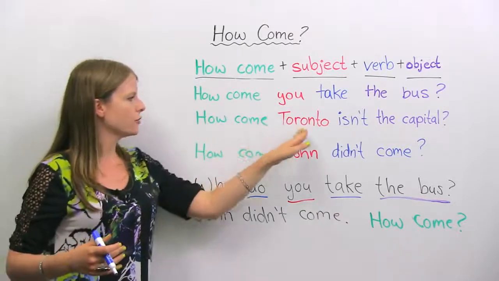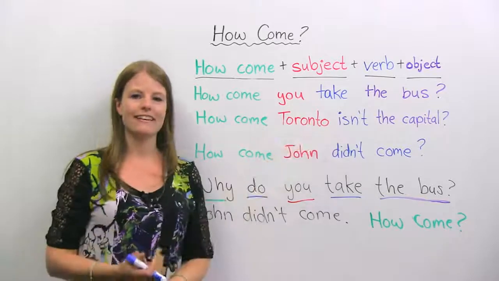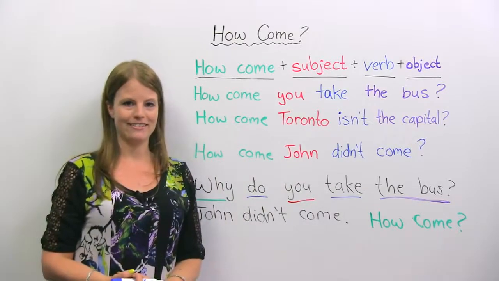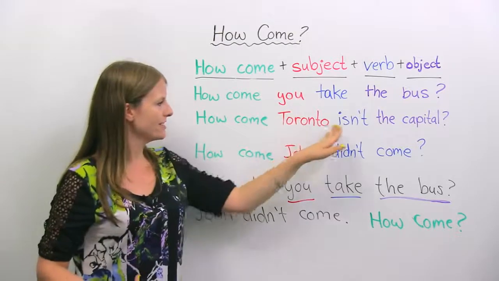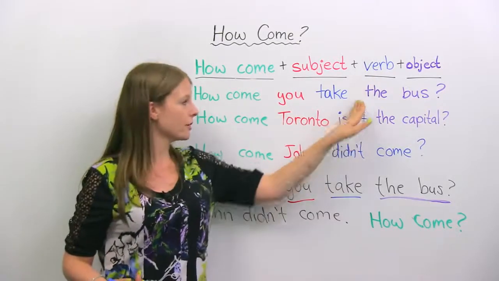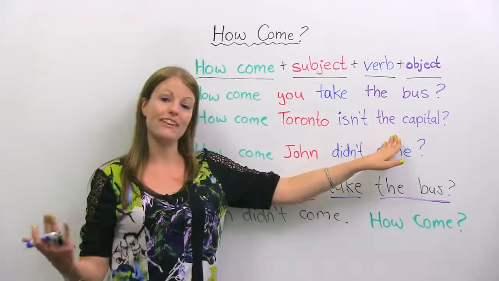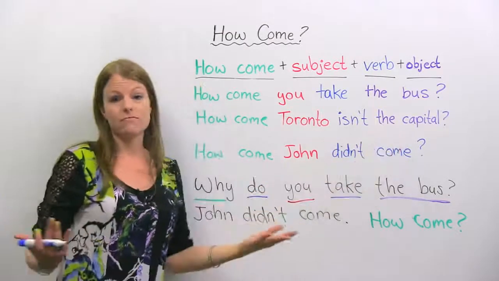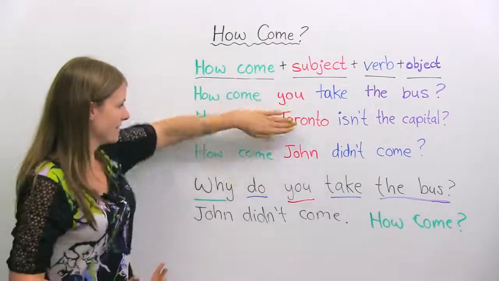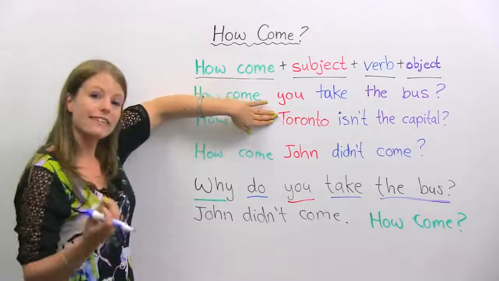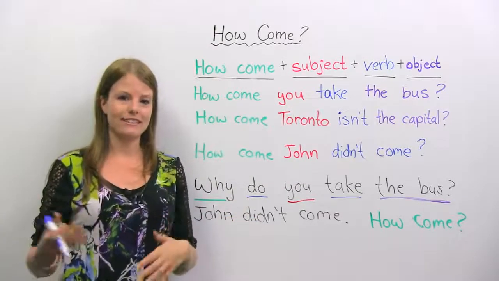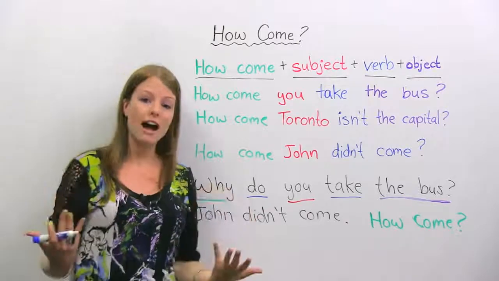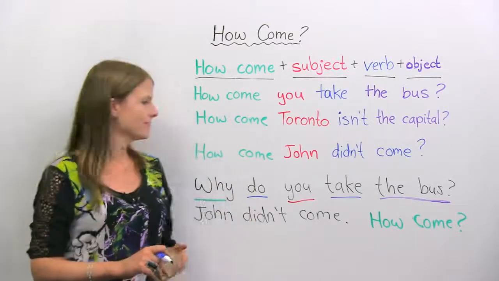So let's look at another example. How come Toronto isn't the capital of Canada? So again, we have how come. We have Toronto, which is the subject. We have isn't, which is the verb, and we have the capital, which is the object. If you want to make a regular sentence, that would just say, Toronto isn't the capital. We can just add how come to this, and then it becomes a question, meaning why isn't Toronto the capital?